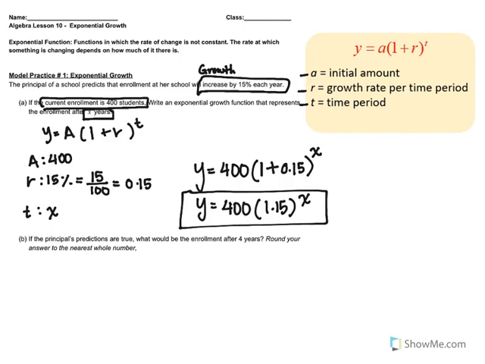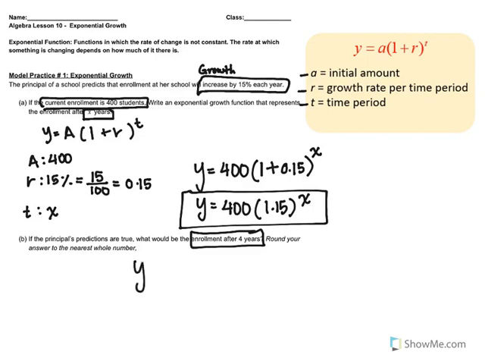So now I'm going to use what I've just come up with in part A to answer part B. It says if the principal's predictions are true, meaning this equation is true because that's based on the principal's prediction, what would be the enrollment after 4 years? So now they're telling me the time, which means I can take these 4 years and substitute it into the equation that I have here.